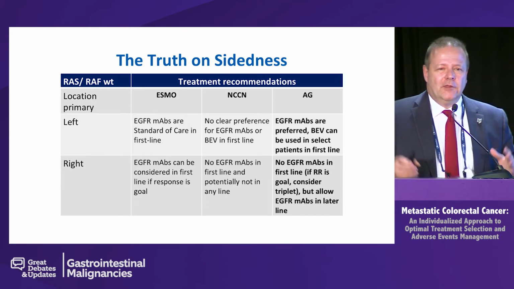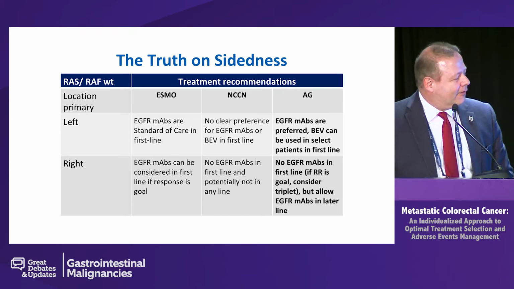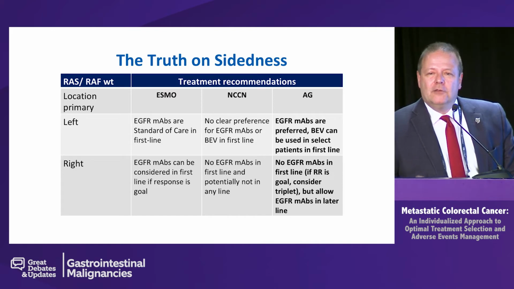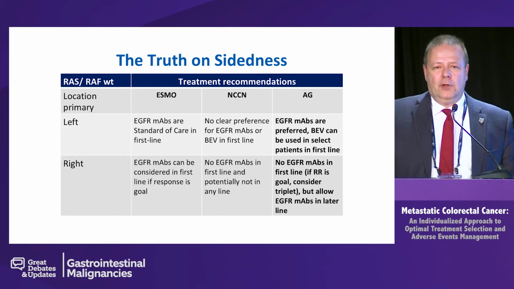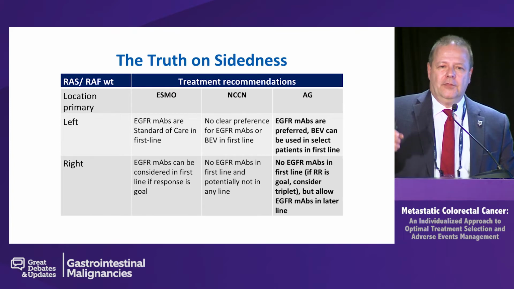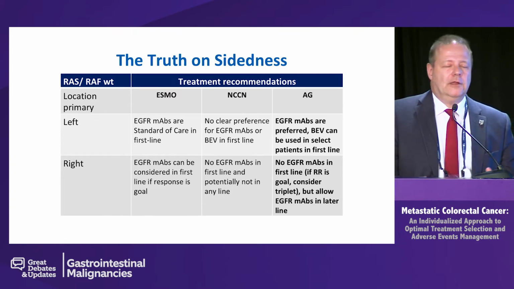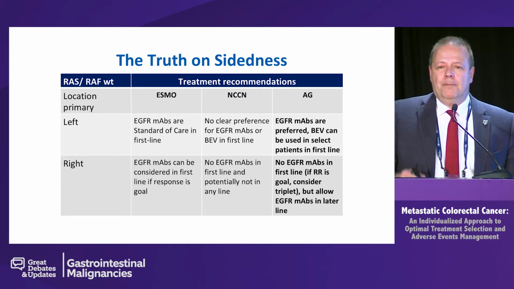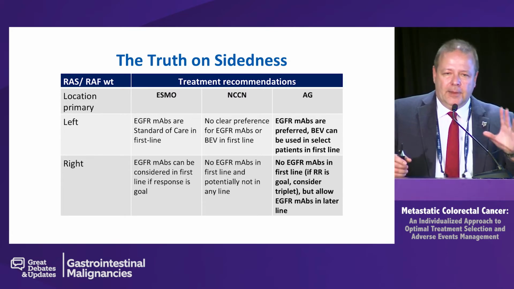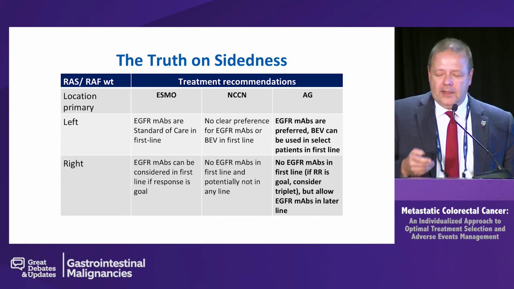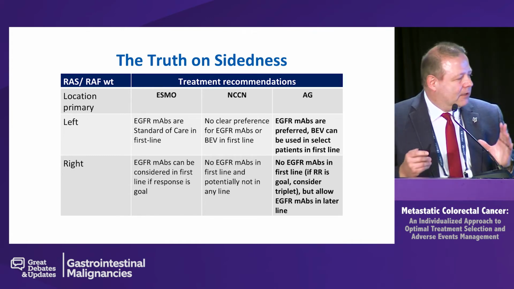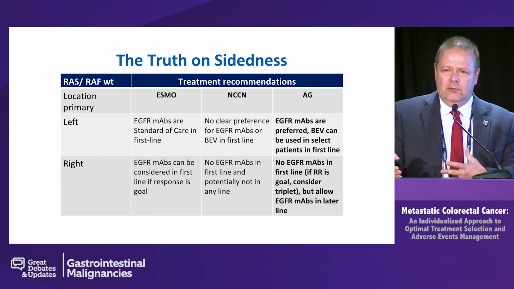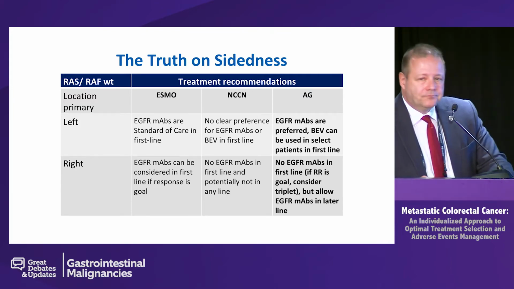So I would never consider myself on the same level as ESMO or NCCN, but my preference is EGF receptor antibodies in left-sided tumors, RAS, RAF wild-type, are preferred. I think I use them in left-sided tumors. In right-sided tumors, I do not use them first line, but I might use them in later line, and I'll explain to you why I say that, which might be a little bit counterintuitive compared to first line no use, later line you might use it. Why would that be? Okay.